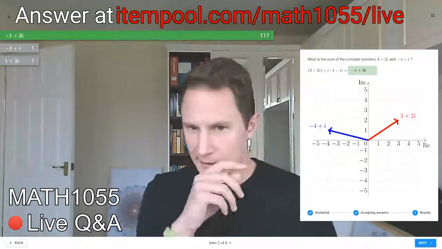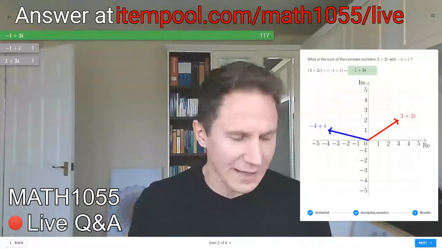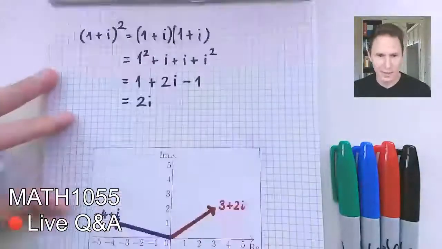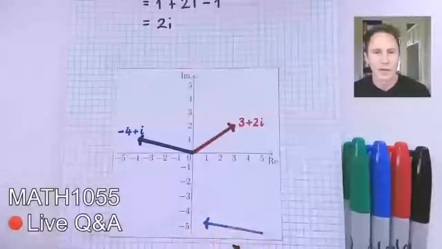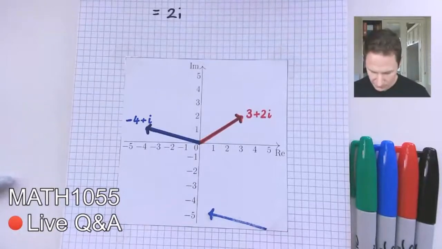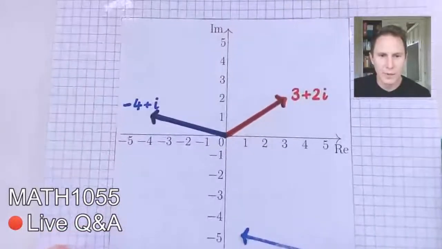Let me reveal the answer here. So I close the poll. Yes, so it's -1 plus 3i. Again, let me just quickly show you, I mean, how it can be seen. So there's the problem, the same two numbers, the same sort of diagram. And yeah, to add complex numbers, let me just zoom in a bit.